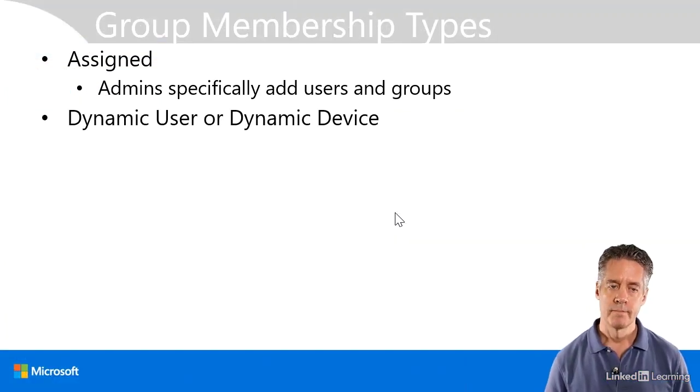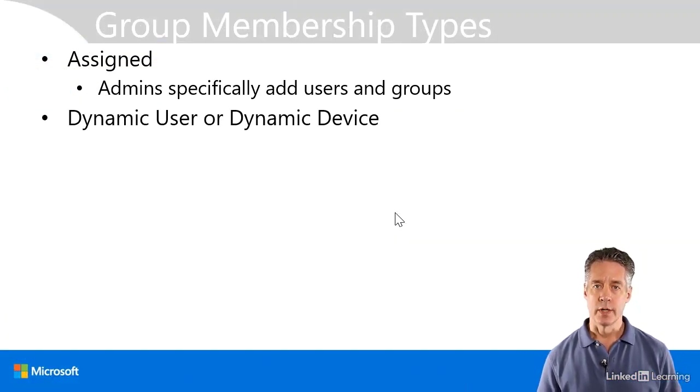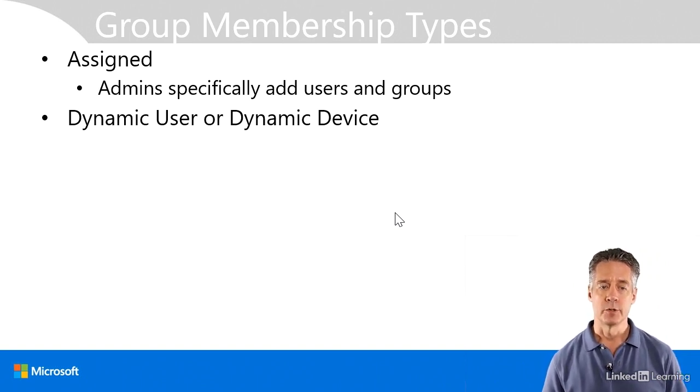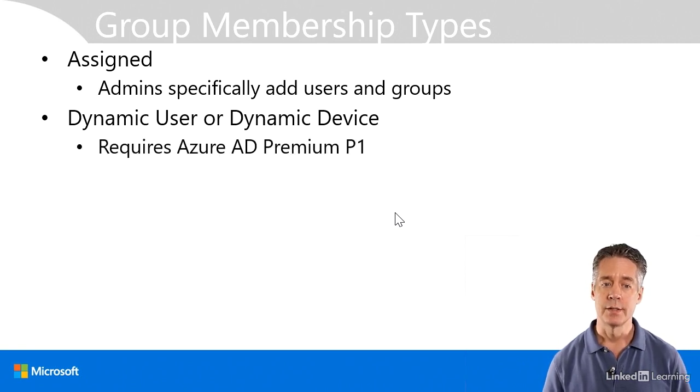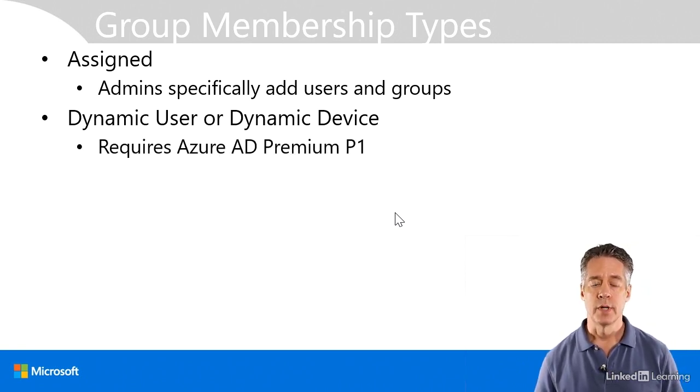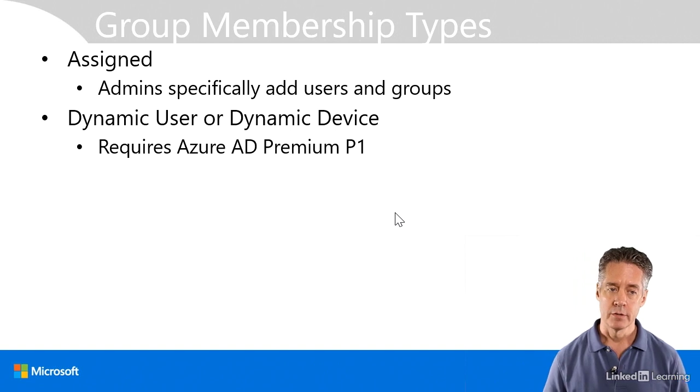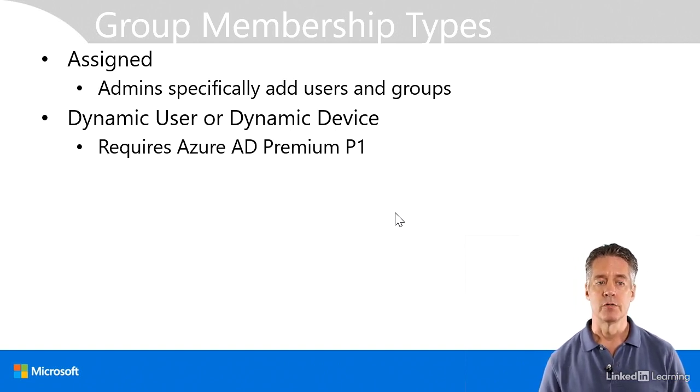Now, before we conclude our discussion of groups, let's also talk about dynamic groups. So the assigned group is the one I showed you. An assigned group is one where you specifically add users and other groups, possibly, to group membership. A dynamic group allows the membership to change dynamically. There's two types, dynamic user and dynamic device. We'll talk first about dynamic user.